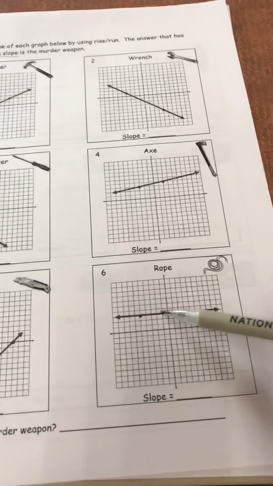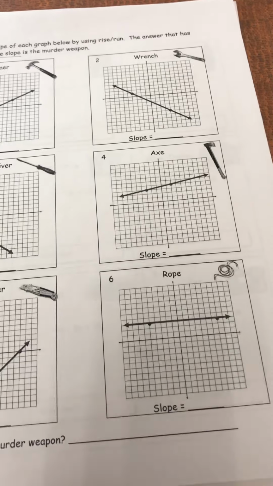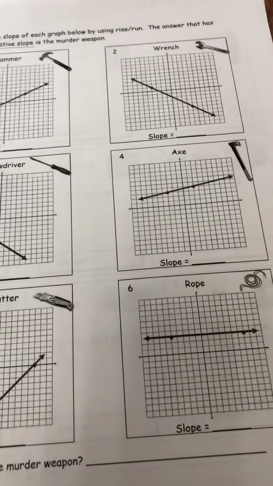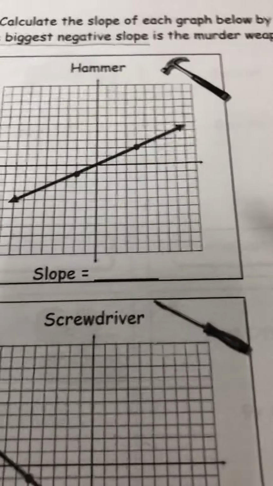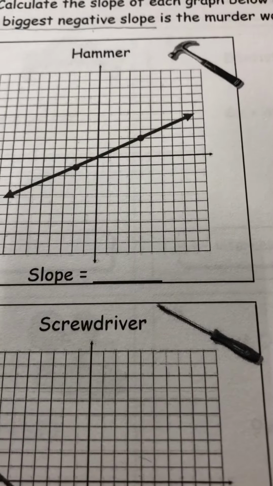This is a positive slope. This is a positive slope. This is a positive slope. This is a horizontal line. That's no slope. Just to get you started, just so you have an idea of what you're getting yourself into. Now, to figure out the slopes, you have to figure out the slope for each one of these.